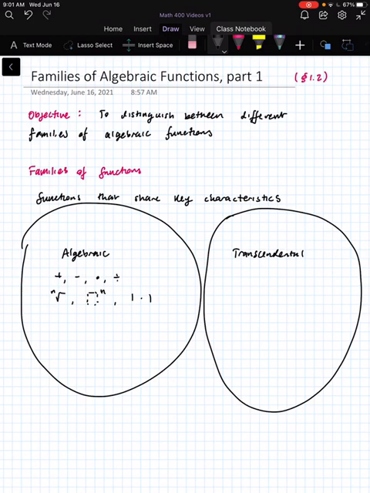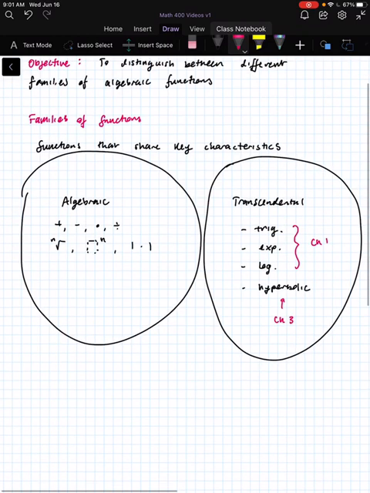and the transcendental functions, on the other hand, are not algebraic, and these include such things as the trig functions, the exponential functions, the logarithmic functions, and the hyperbolic functions. So these we'll explore in some detail in this chapter. The hyperbolic functions we're not going to get to until chapter 3.